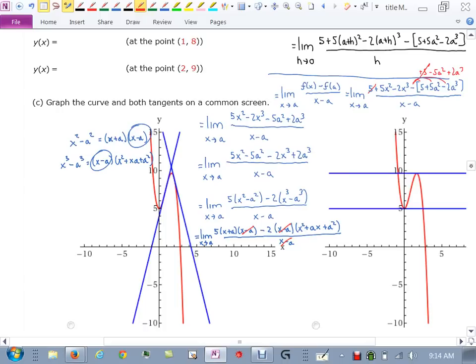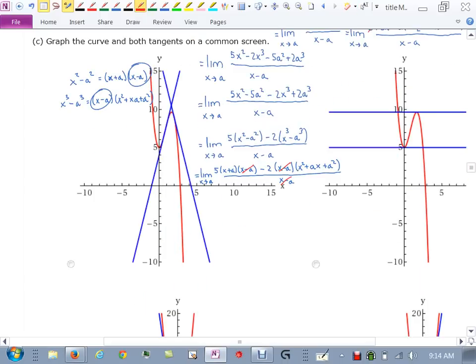So we're left with, I'll just write in red, the limit as x approaches a of 5 times x plus a, minus 2 times x squared plus ax plus a squared, and then all over 1. I don't really need to write it, but I'll put it here.